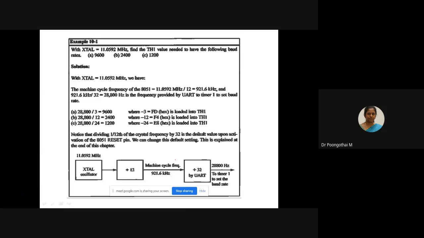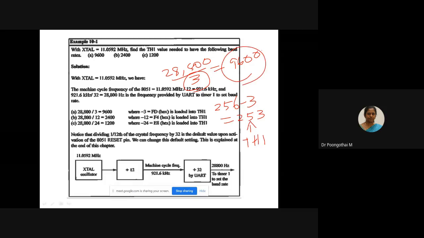So 28,800 divided by 3. This 3 is subtracted from the maximum value of timer 1, that is 256 minus 3, so the value is 253. This should be the initial value of your timer to generate the 9,600 baud rate. What is the hexadecimal equivalent for 253? FD. So this FD should be loaded into TH1.